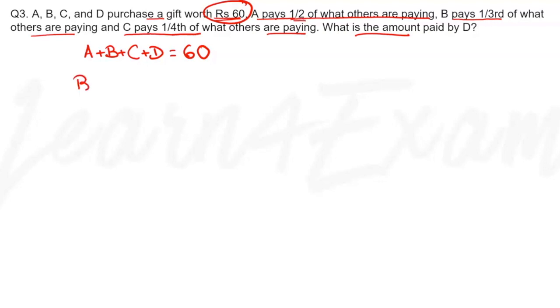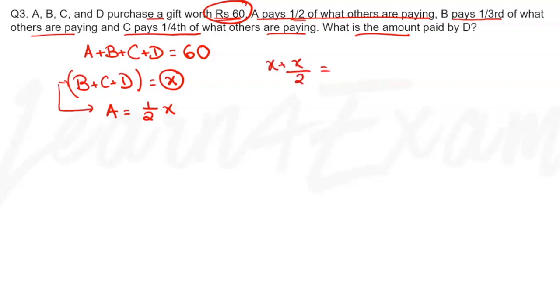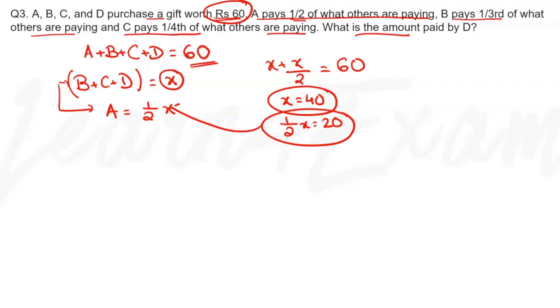Now A pays half of what others are paying. Now what others are paying is B plus C plus D. If this is, let's say, X, then A is paying half of that amount. That means A is paying half of X. Right? So what is the sum of A, B, C, D? It would be equal to X plus X by 2, or this is equal to 60 as mentioned here. So the value of X would be equal to 40. What does that mean? That means half of X is equal to rupees 20. That means A is paying rupees 20.